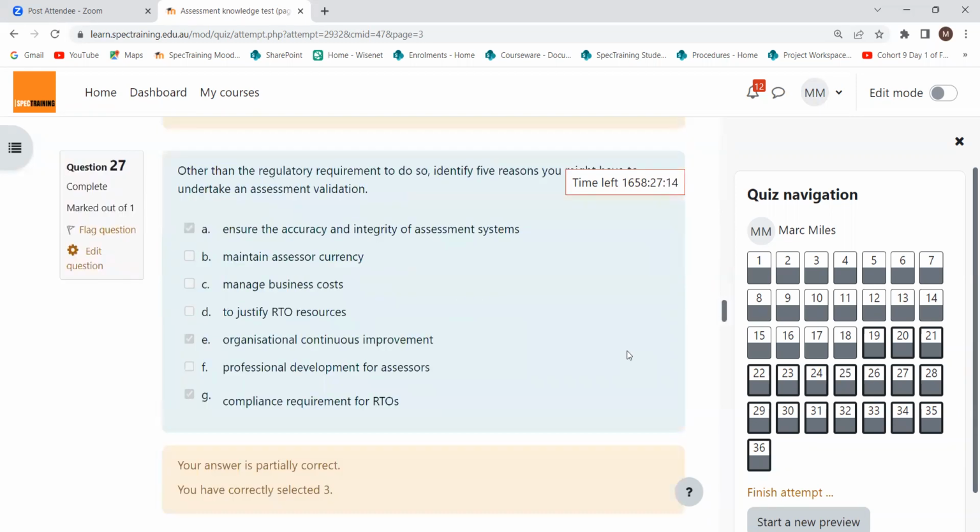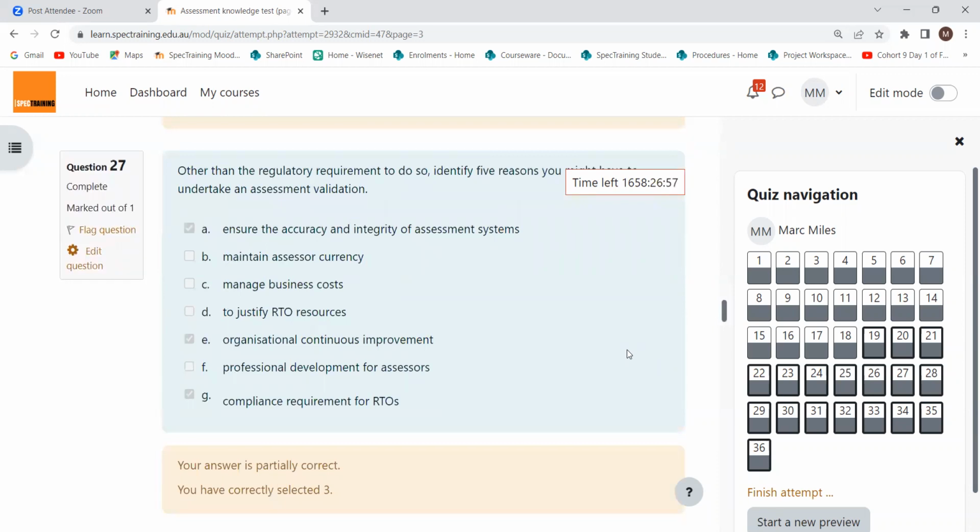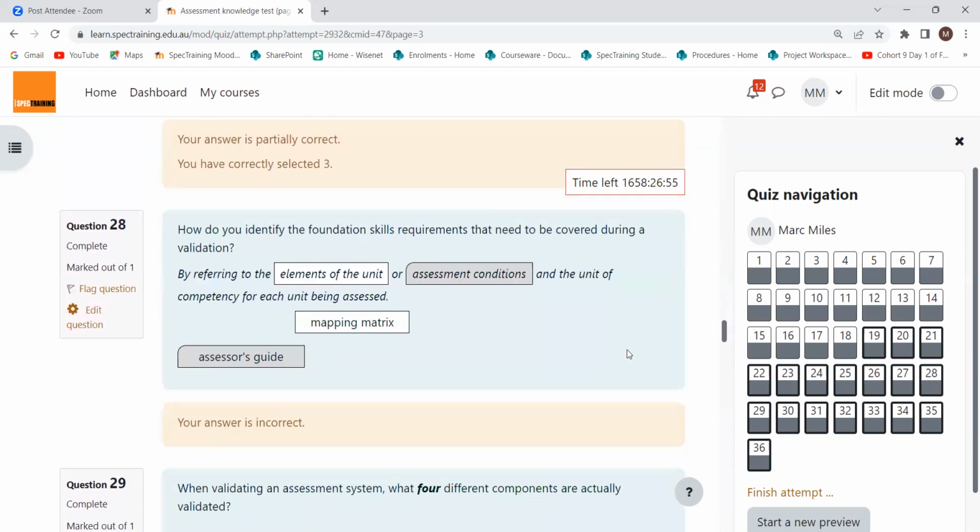Okay. Question 27. A bit of self-discovery here on 27. You're going to need to work through that because the question is partially correct. It says you have correctly selected 3, but what does that actually mean? Identify 5 reasons. All right, so there's a couple more that you need to identify. Question 28. Correct there for you. It's actually incorrect. Question 28, incorrect. So you're going to need to work that one out.